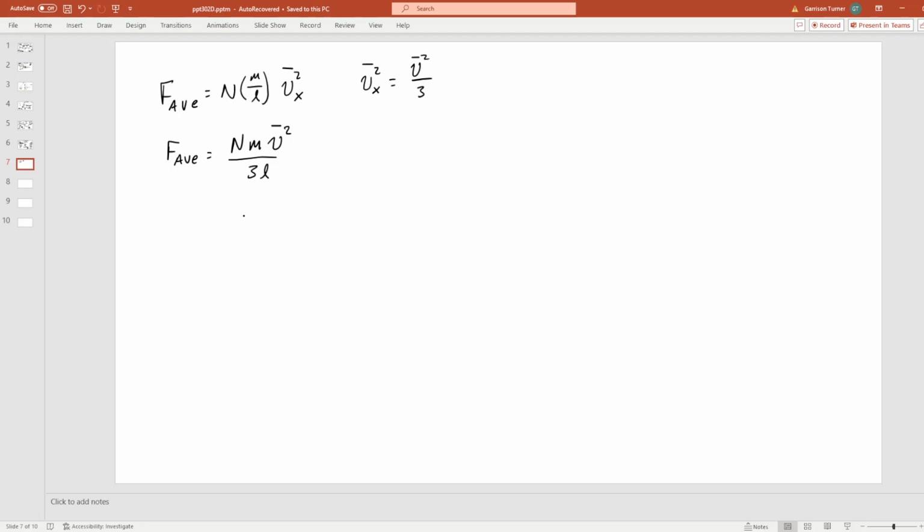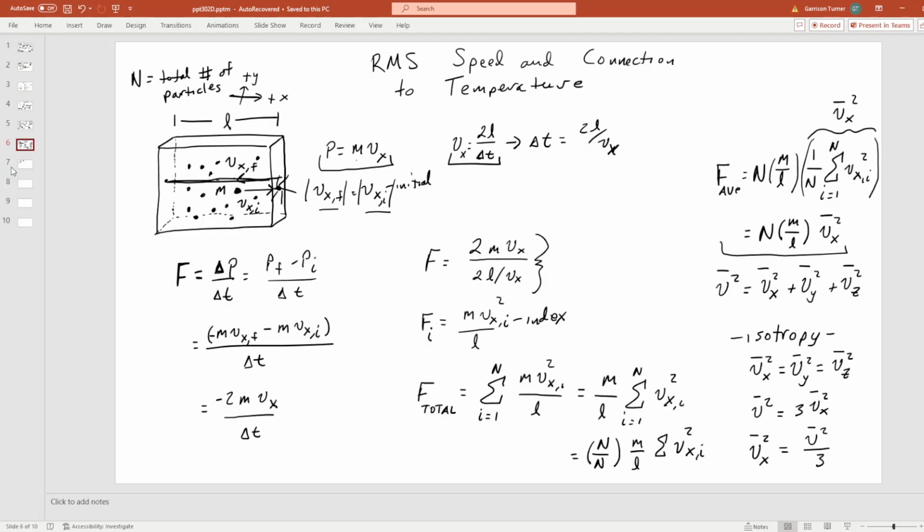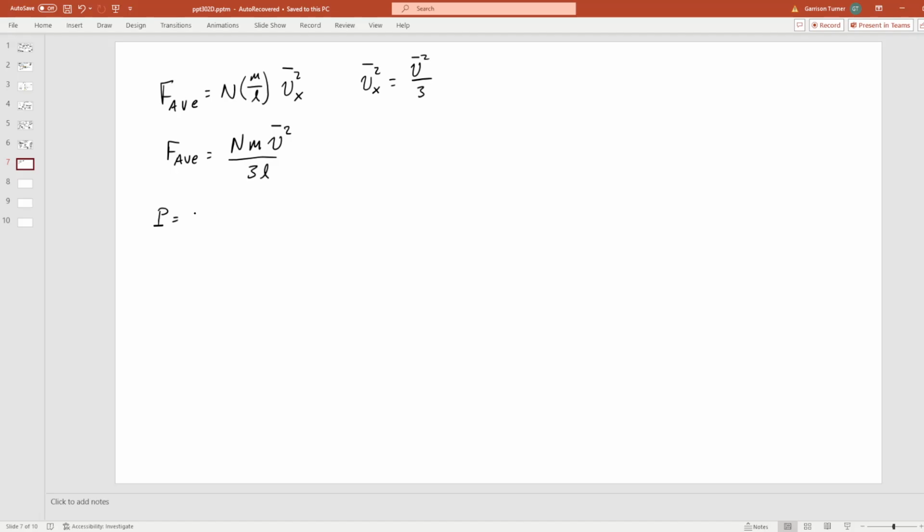And so now remember that pressure, and this is why I like to try and differentiate how I write my P's, because we already used lowercase p for momentum. But our pressure is equal to force divided by area. So my pressure can be thought of as N times m times the average of v squared, divided by 3LA. That shouldn't be a vector sign, that should just be an average sign.